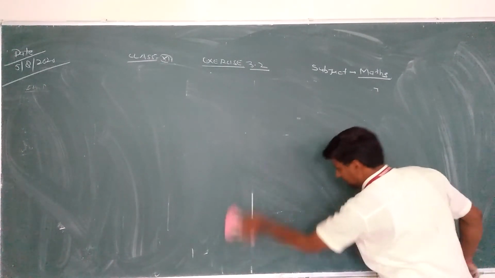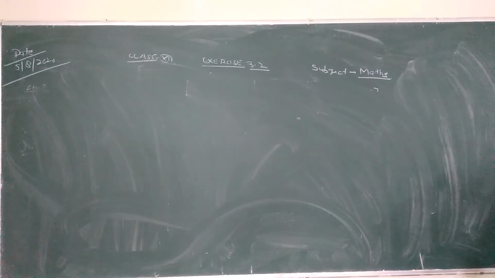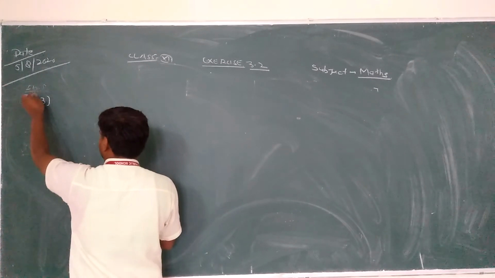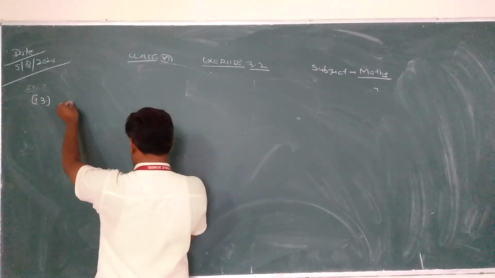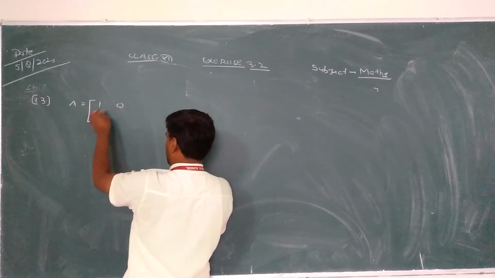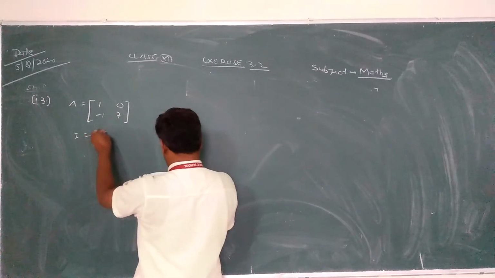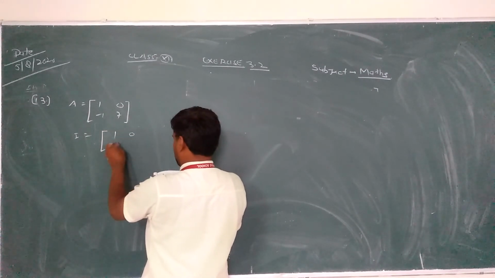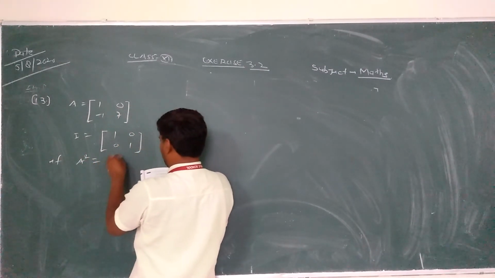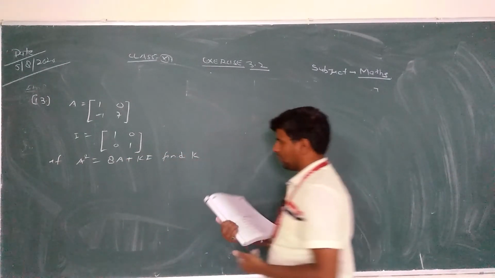Question number 13. What is question number 13? Given that matrix A equal to [1, 0; minus 1, 7], and I equal to [1, 0; 0, 1]. If A square equal to 8A plus kI, then find the value of k.